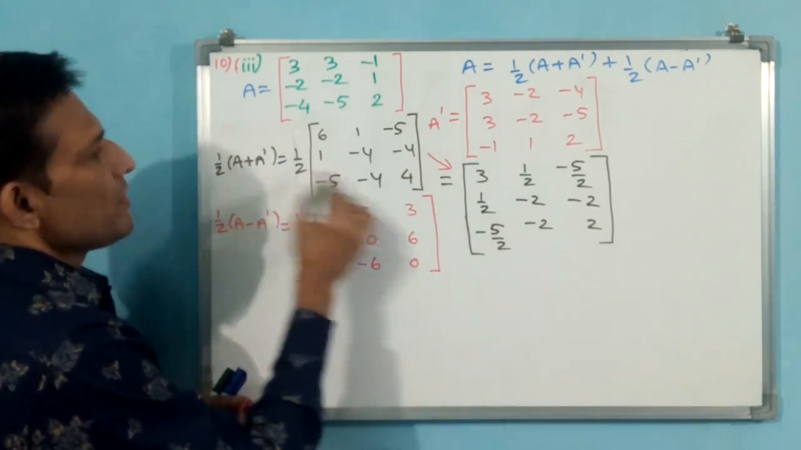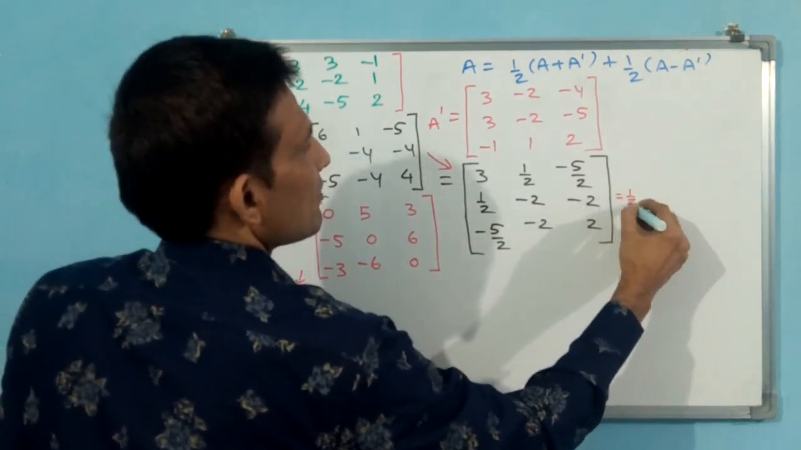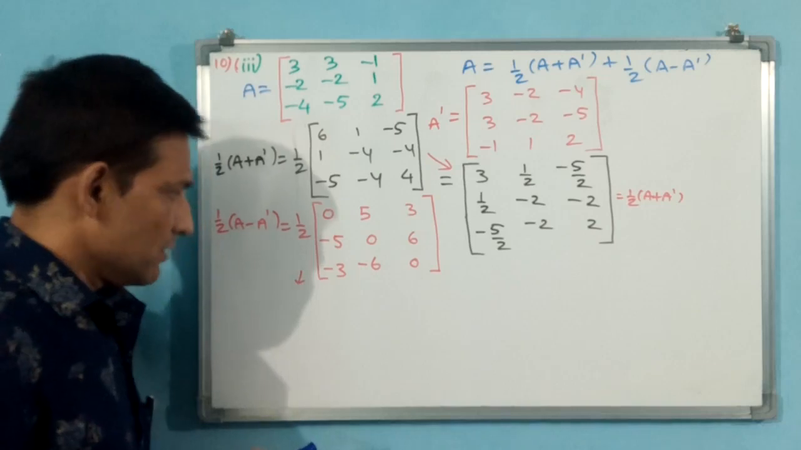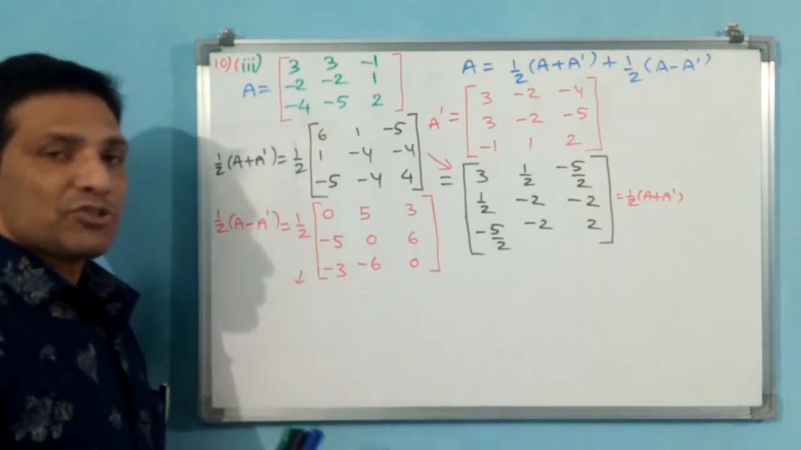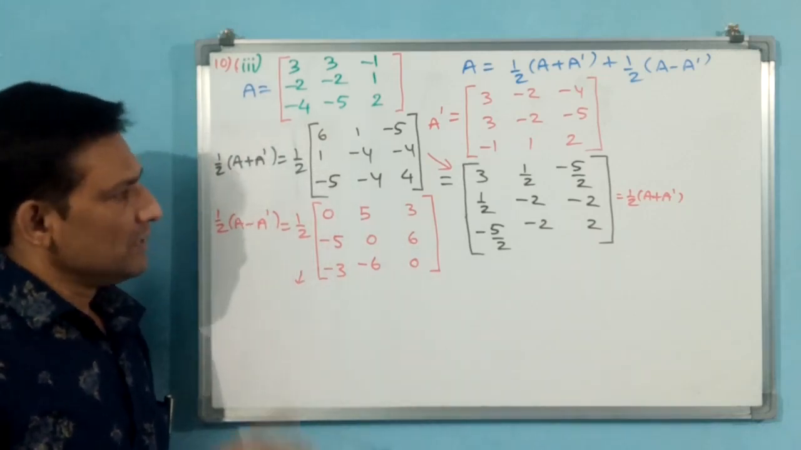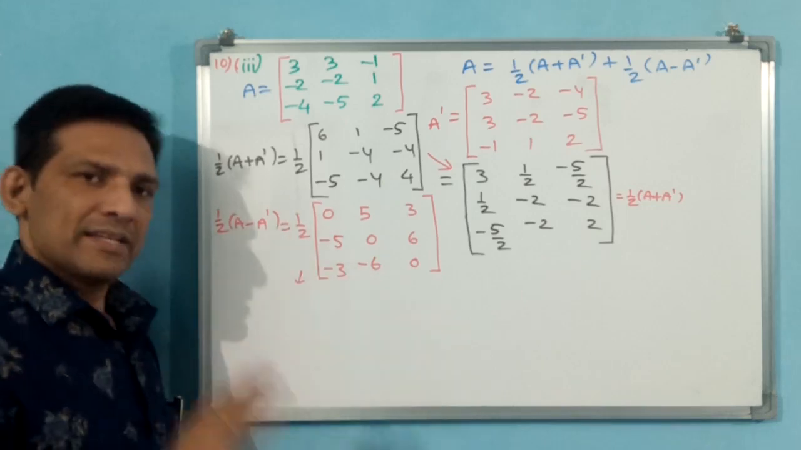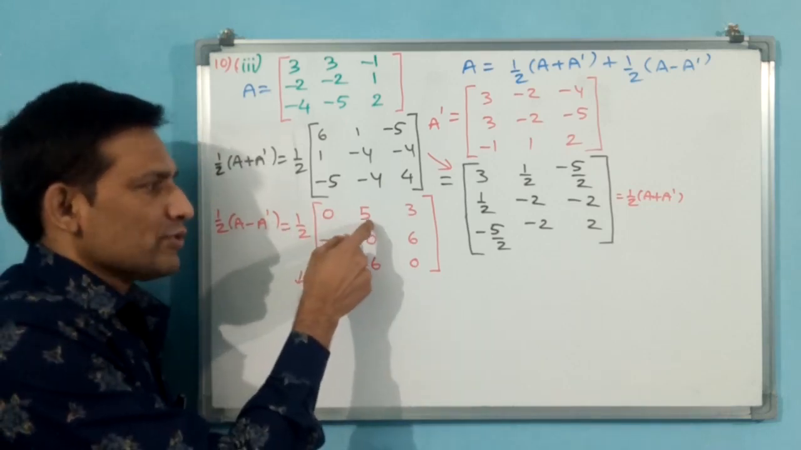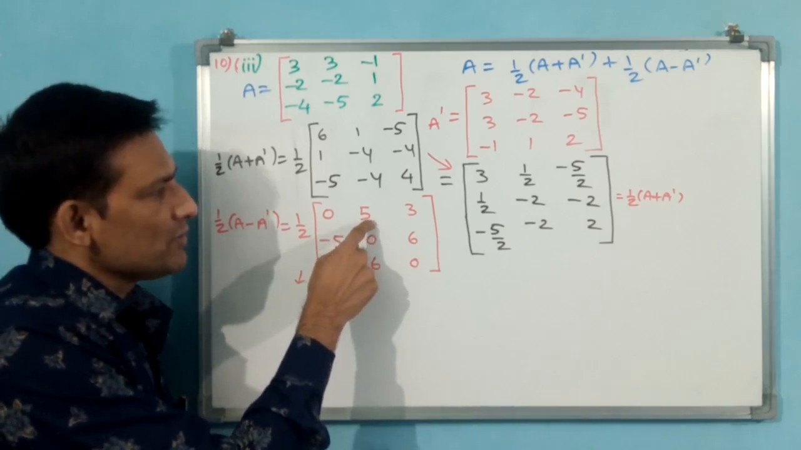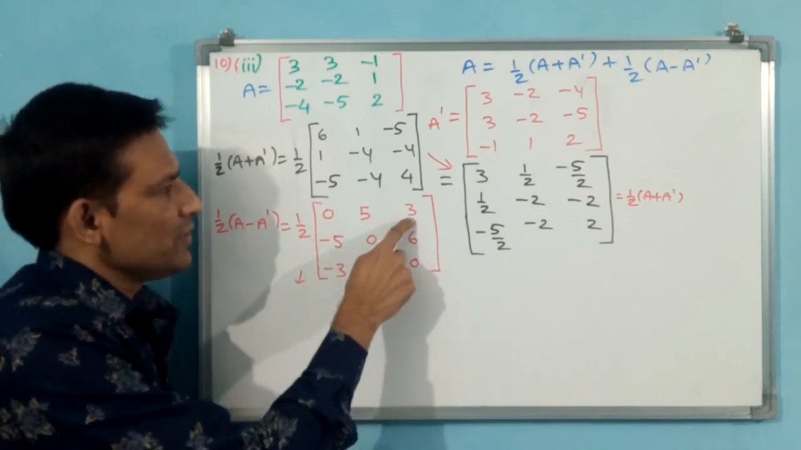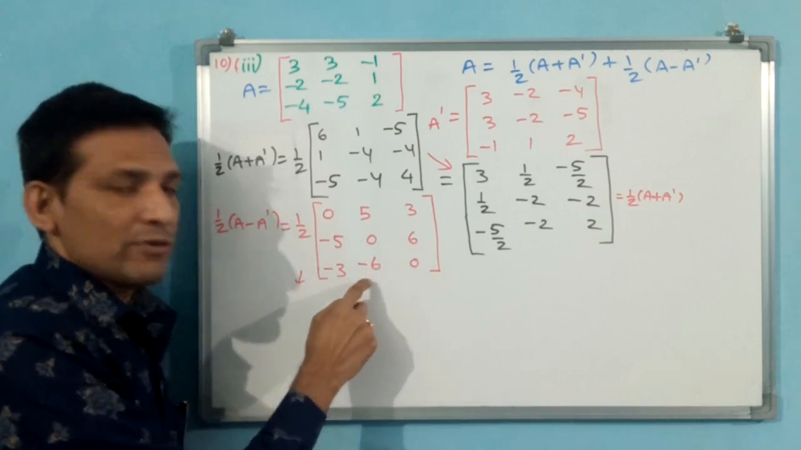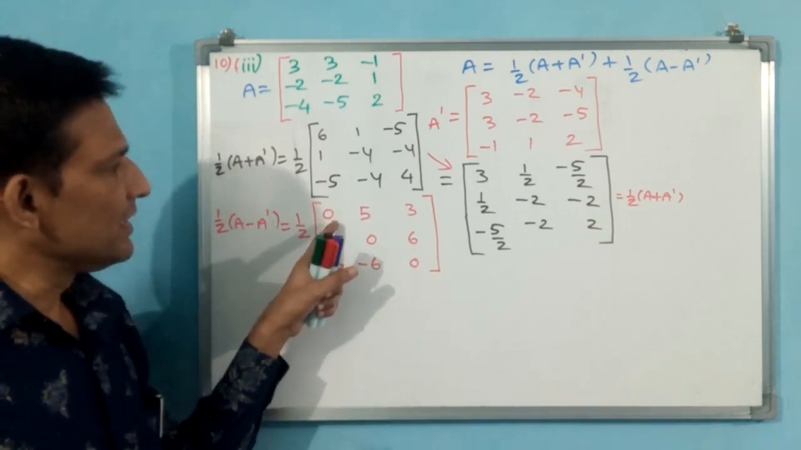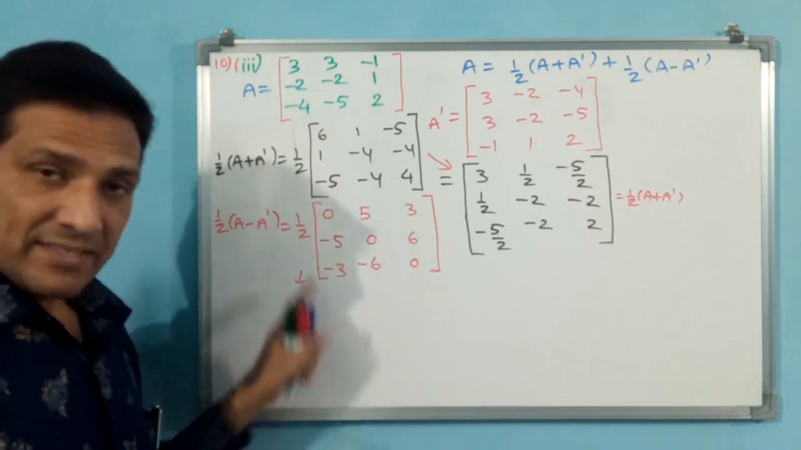Okay, 1 by 2 A, or else I can write this as 1 by 2 A plus A transpose, this one. Now you see whether this is a skew symmetric matrix or not. We know it is a square matrix, the diagonals are 0, and the opposite entries have the same value but with a negative symbol. If you negate it, then automatically minus A is going to come.